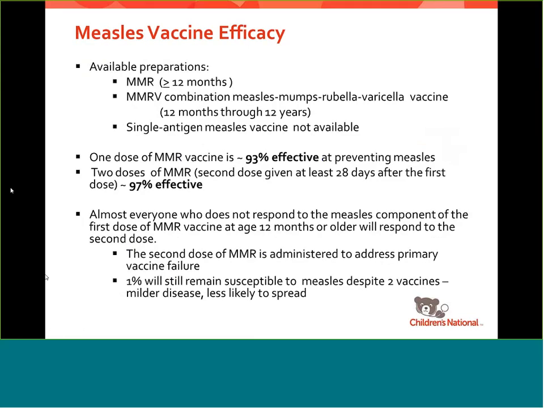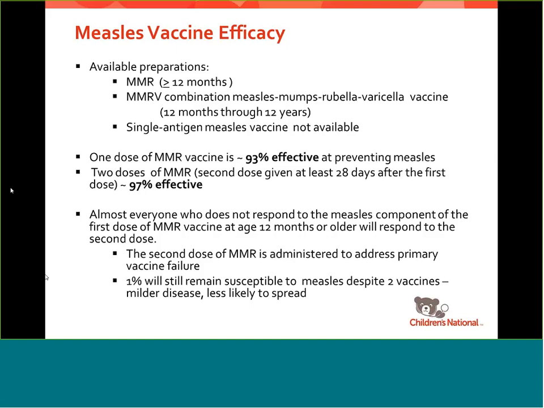All right, so let's take a little break and talk about measles vaccine efficacy. You guys know the available preparations of measles vaccine. There's the MMR, which is approved for children greater than 12 months of age, and then there's the MMR-V combination vaccine, which is measles, mumps, rubella, and varicella. That's approved for individuals 12 months through 12 years of age. There is not a single antigen measles vaccine available.